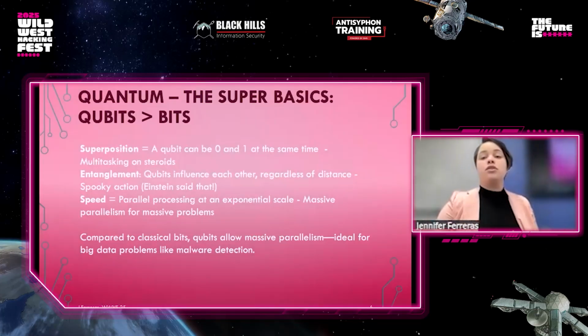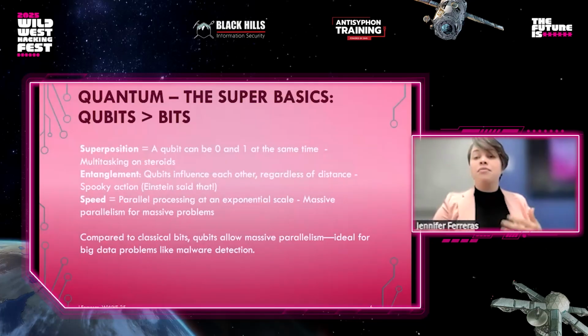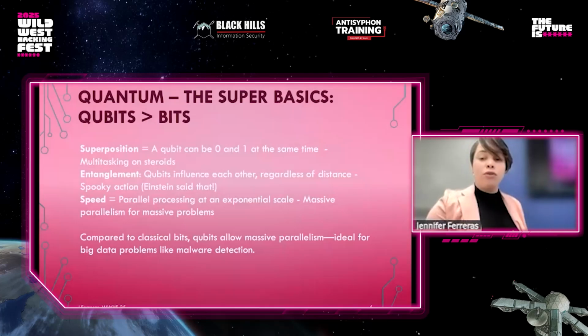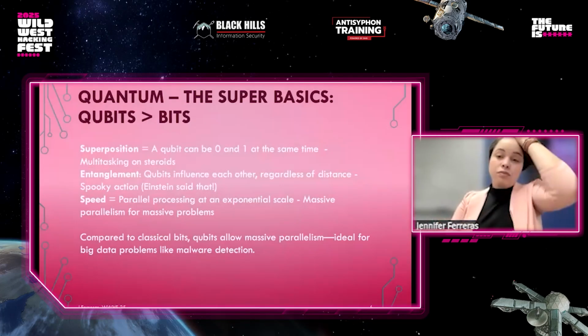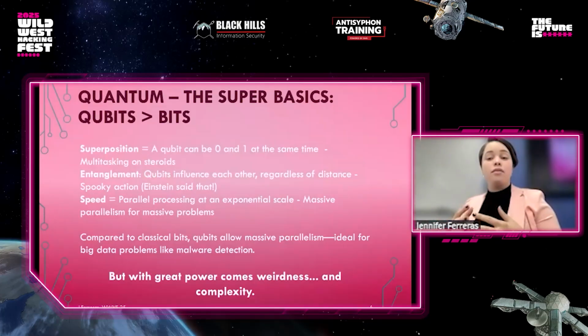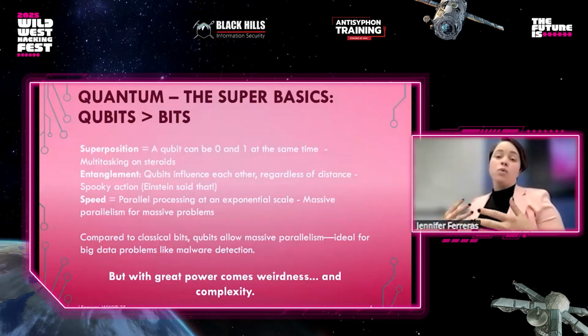So when we compare qubits to bits, we're really talking about a massive leap in parallelism, basically working side by side, which makes this whole idea incredibly powerful for things like big data analysis and, well, malware detection. But like I said, with great power comes a lot of weirdness and sometimes complexity. Quantum gives us incredible potential, but it also kind of rewrites the rules we once thought we understood.